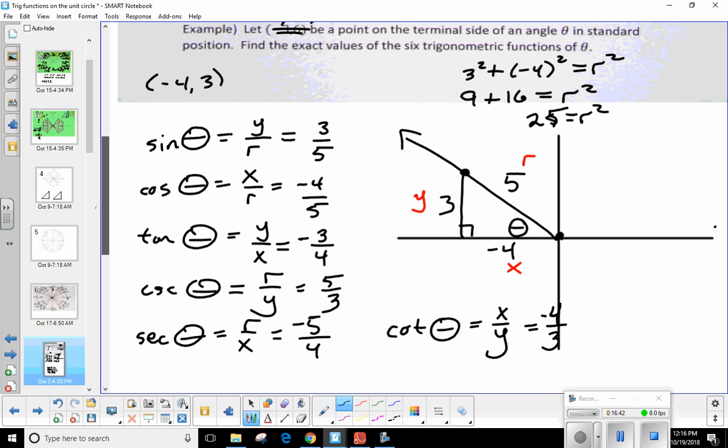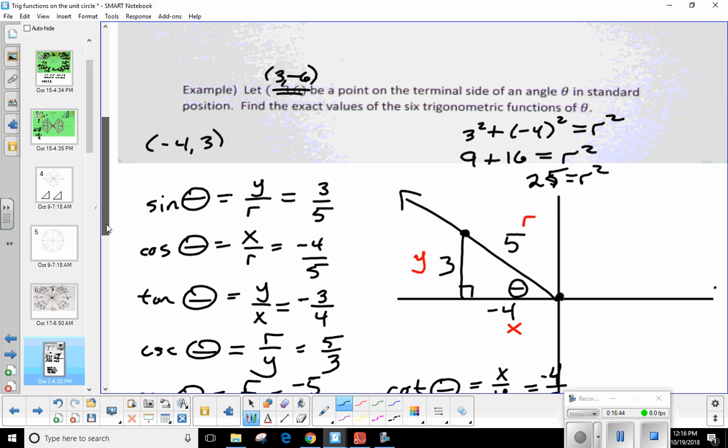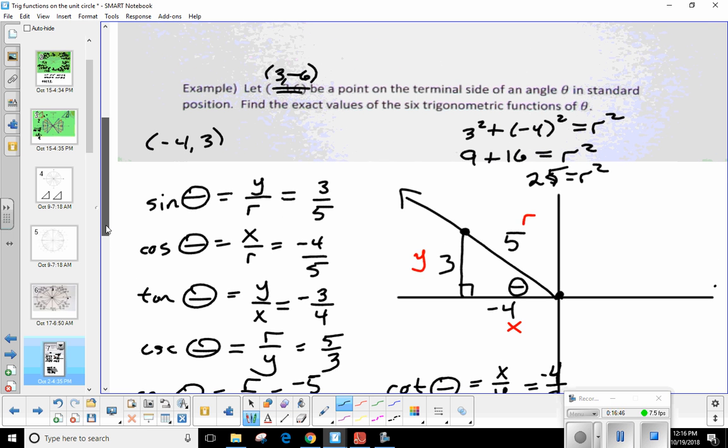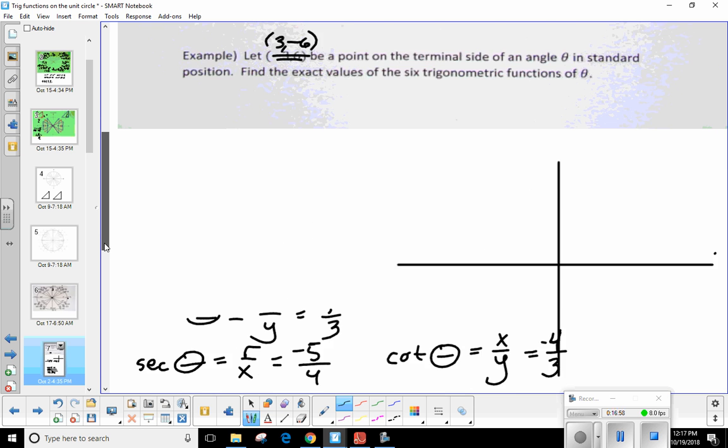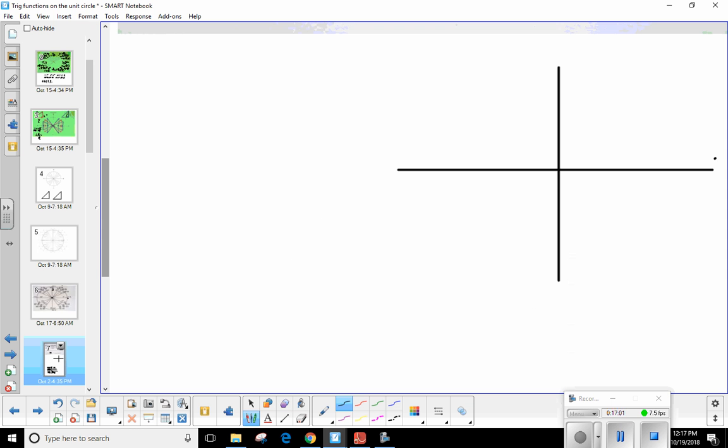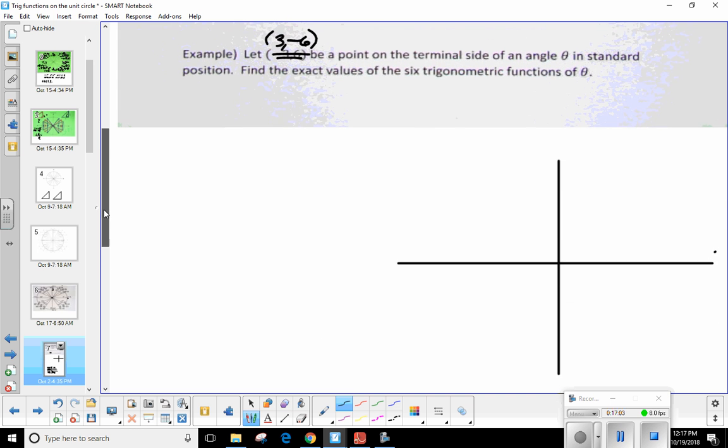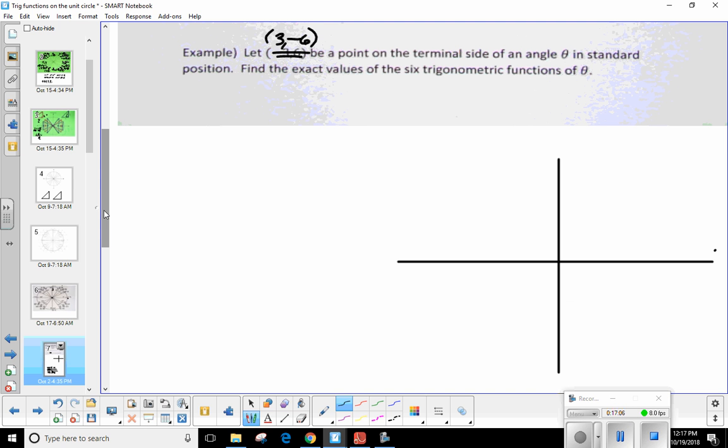All right. Well, let's try this next one. Now, we are going to change it. You'll notice the point you have on your paper, I want to go ahead and rewrite this as 3 negative 6. Okay, we're going to change that just a little bit. So our point is 3 negative 6. Okay, let me erase this right here. I'm going to do the exact same thing. The problem says let 3 negative 6 be a point on the terminal side of an angle theta in standard position. Find the exact values of those 6 trig functions.